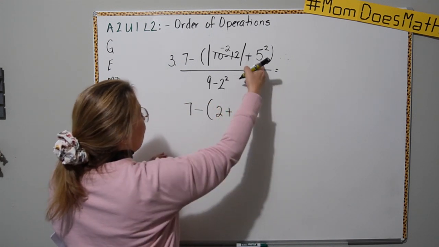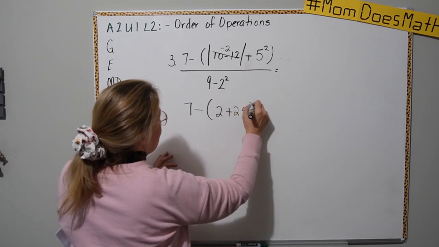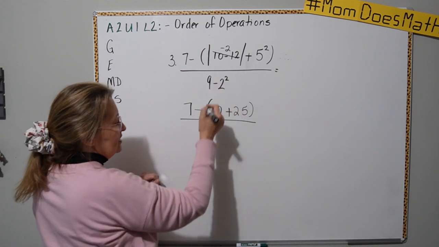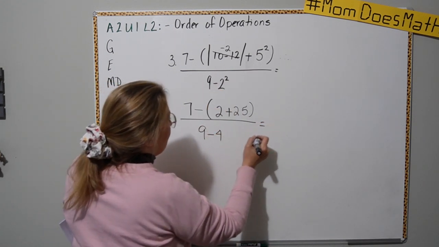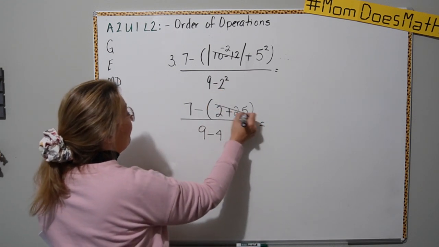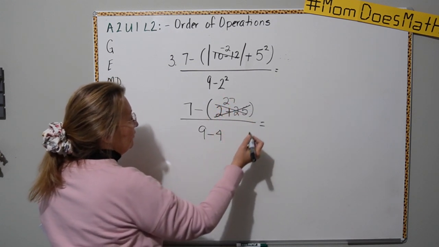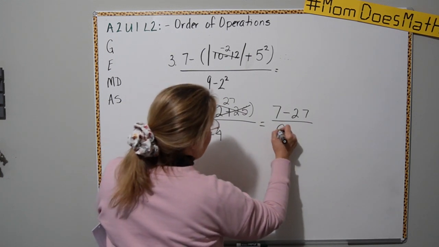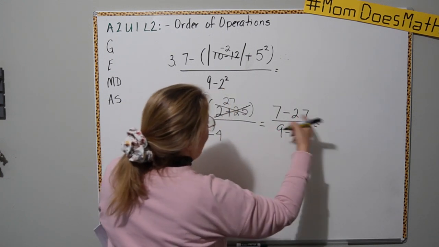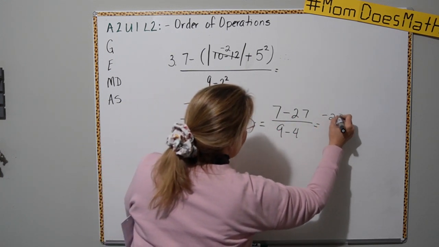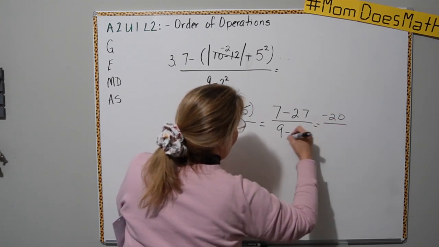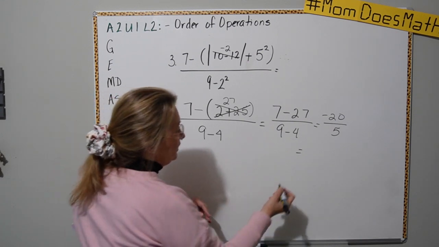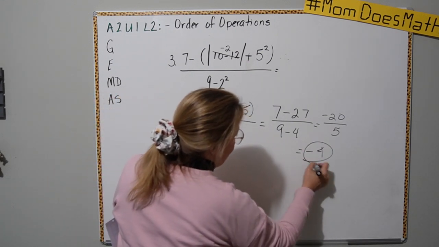2 plus, all right, 5 squared is 25. So now I've got 9 minus, and I'm going to go ahead and do 2 to the second power to get 4. All right, 2 plus 25 is 27. So now I have 7 minus 27 over 9 minus 4. All right, 7 minus 27 is negative 20. 9 minus 4 is 5. Negative 20 over 5 is negative 4.